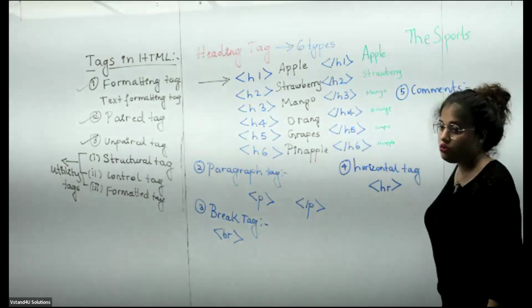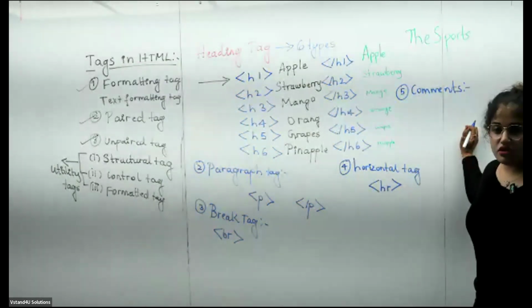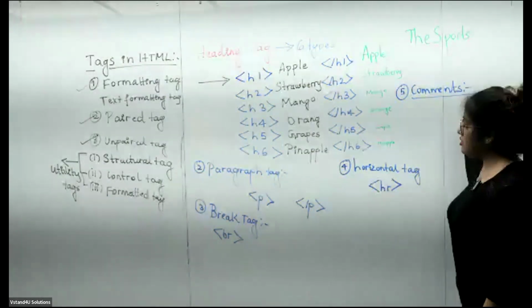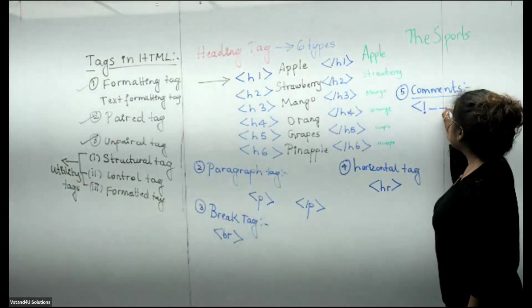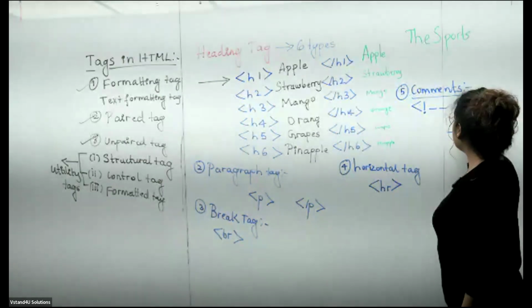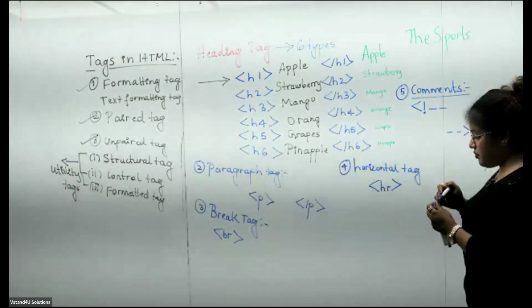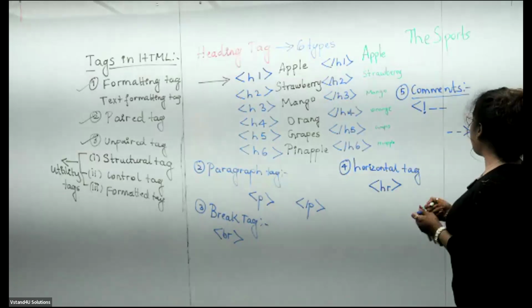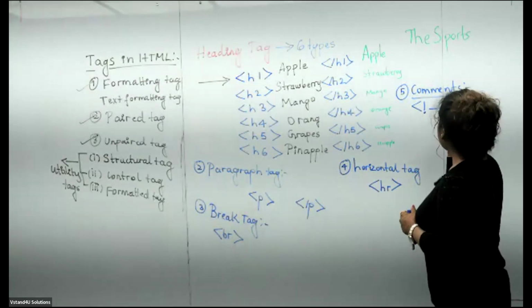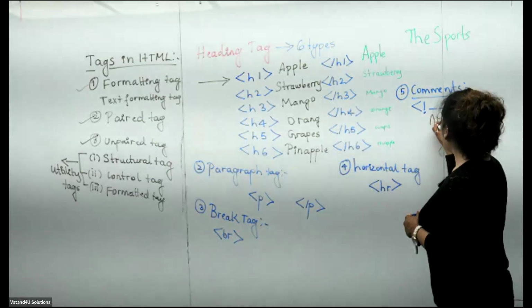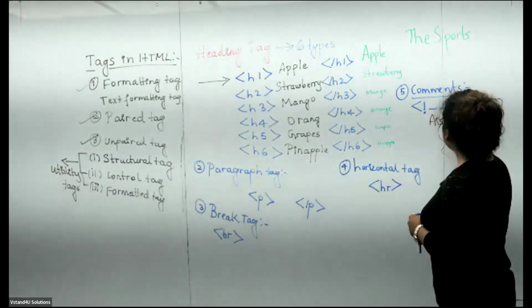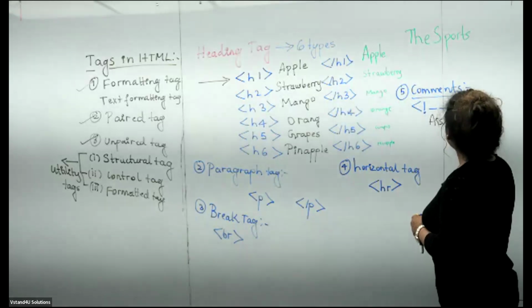The next one, the fifth one, you have something called comments. What this comment is, first of all, you will represent like this. And inside this, let me write something, what will I write? I'll write my own name.